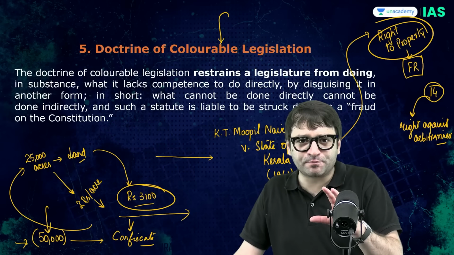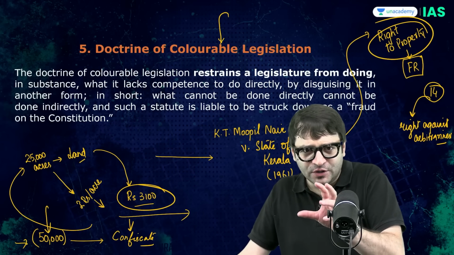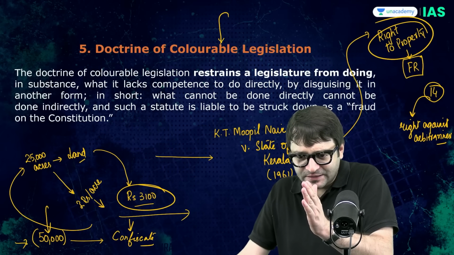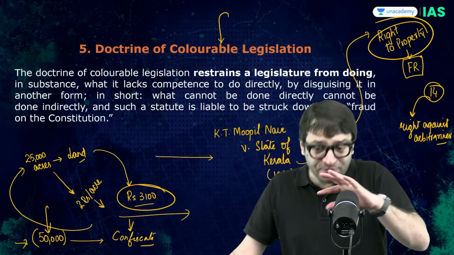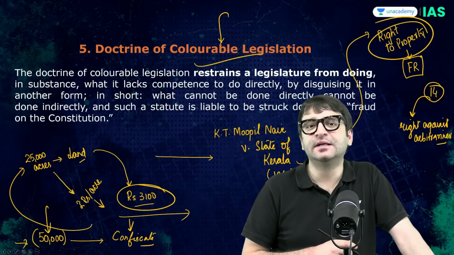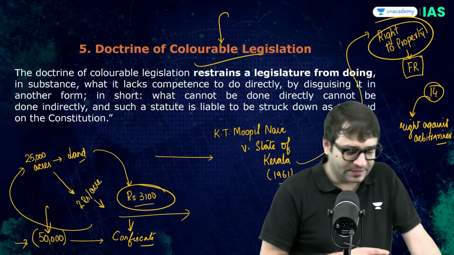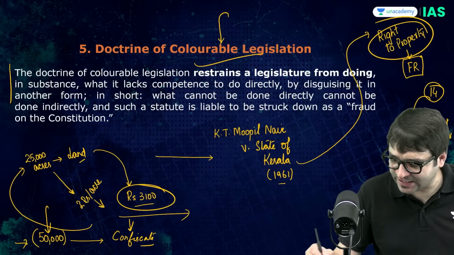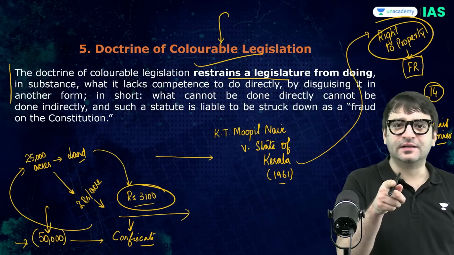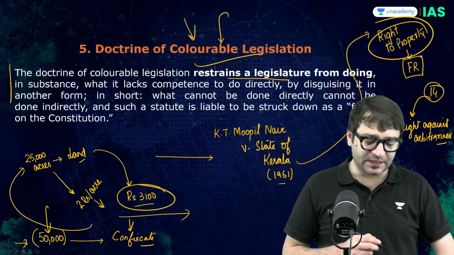So whenever a law is passed by the legislature and the courts think that although you have enacted this law, you are trying to do something indirectly which directly you cannot do, this is an example of colorable legislation, and as such, this law is invalid. The doctrine of colorable legislation restrains a legislature from doing indirectly what you cannot do directly. That's the doctrine of colorable legislation.